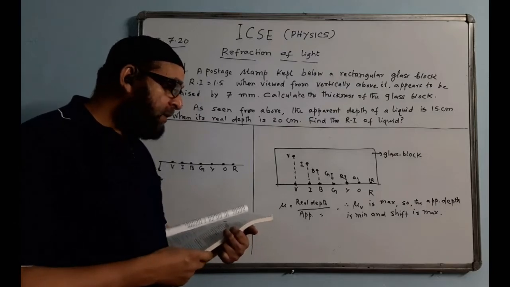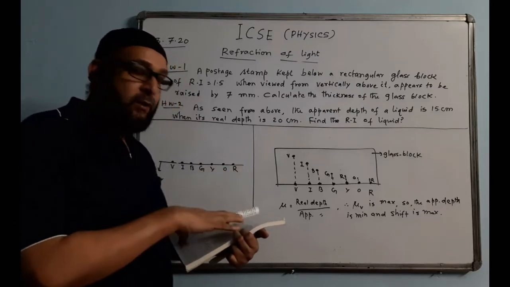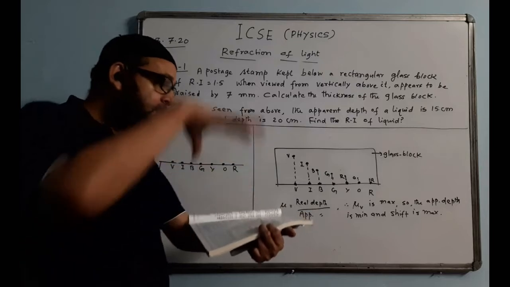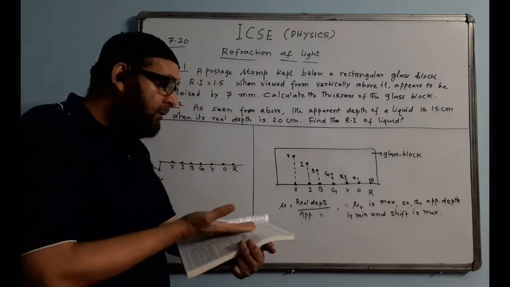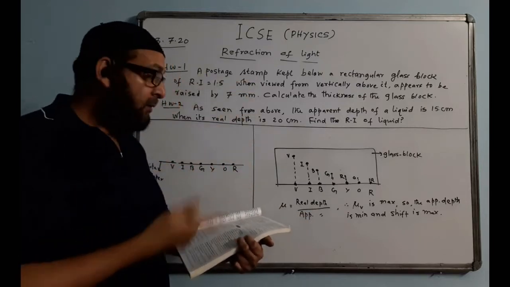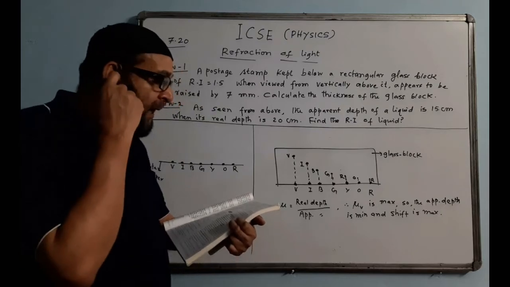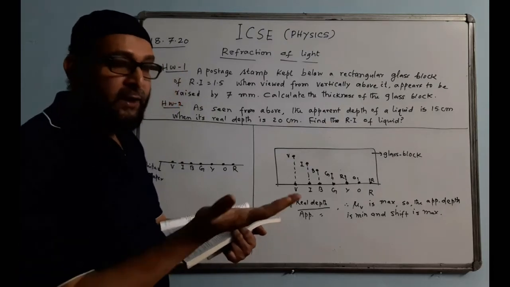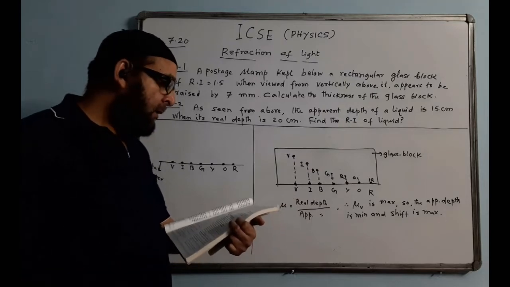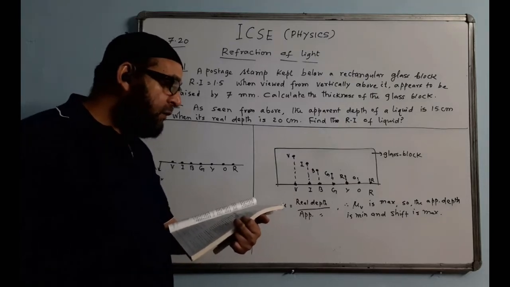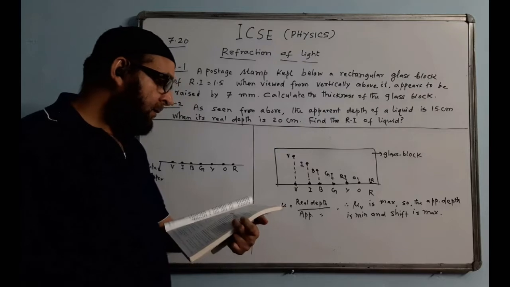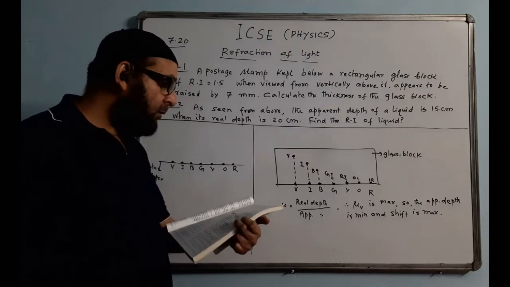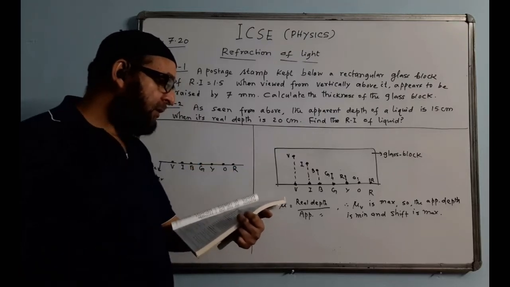A print appears to be raised when a glass block is placed over it. There is a printed page, we place a glass block over it, all the prints will appear to be raised, also due to refraction. A tank appears shallower than its actual depth. Water tanks and all, they appear shallower than their actual depth. A person's leg appears to be short when standing in a tank. It's also due to refraction. All these recent type questions are based on refraction.